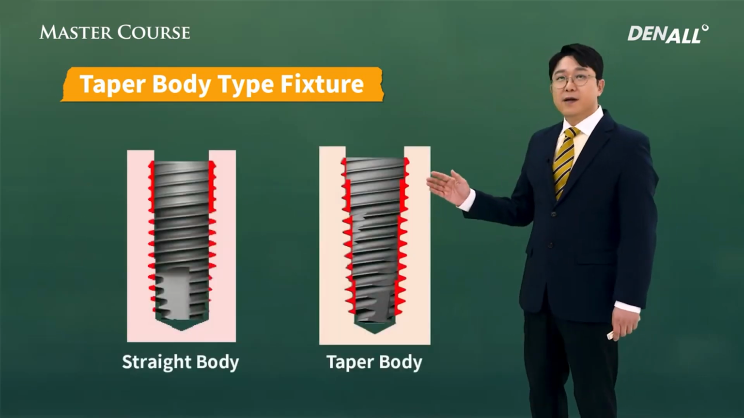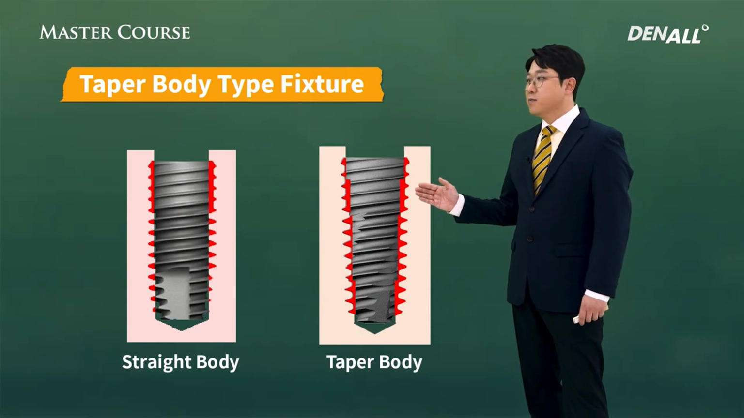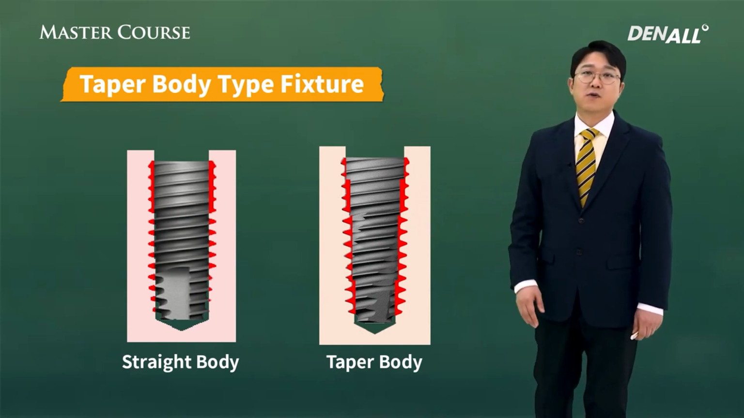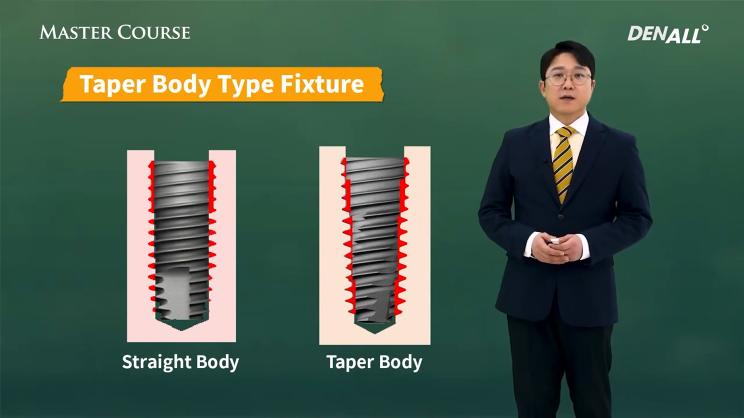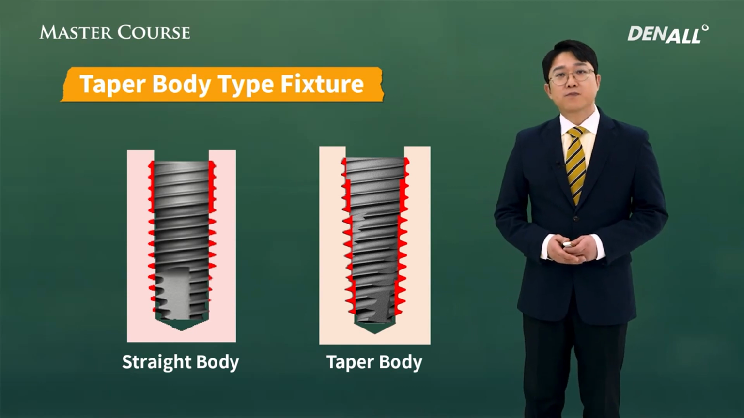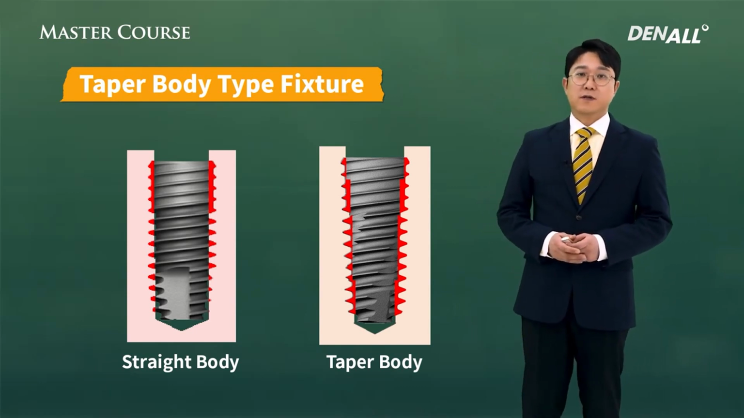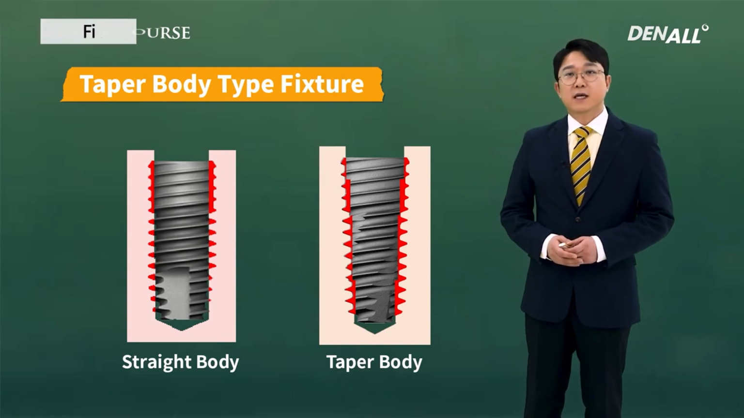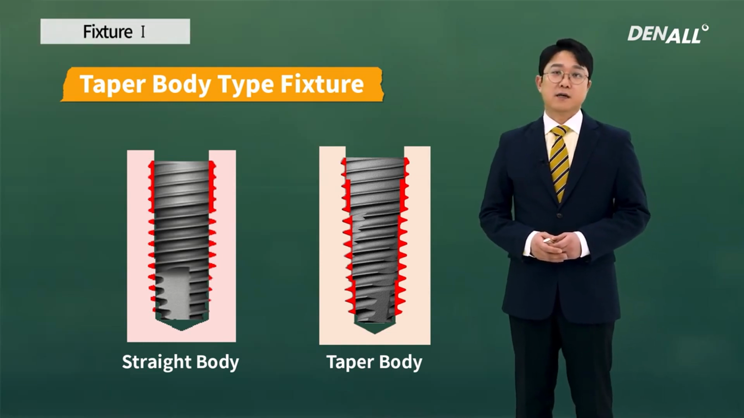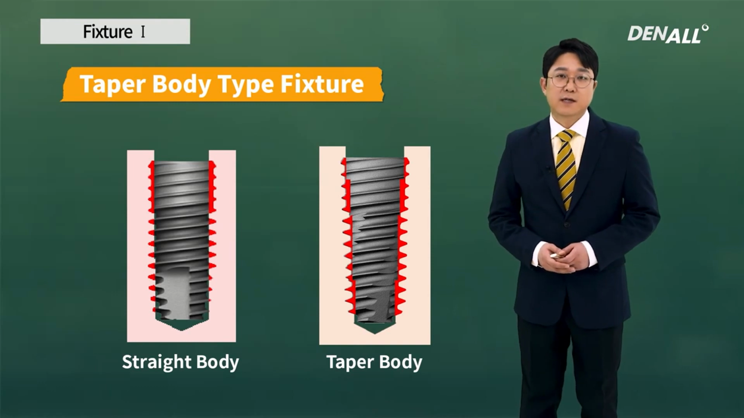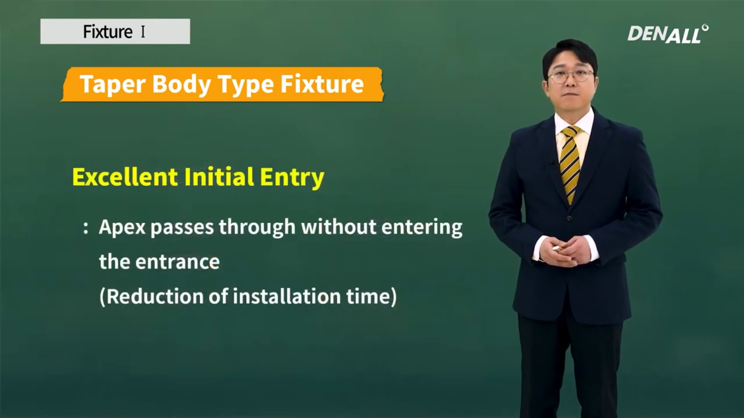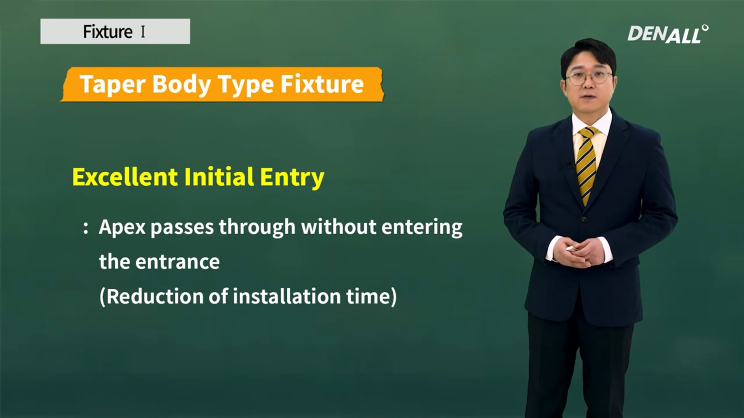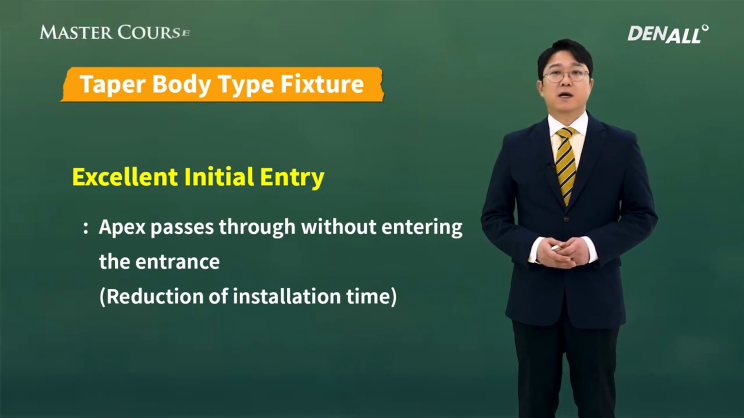and immediate placement. Taper body type fixture shows higher contact with the bone. Therefore, this fixture can create higher initial stability. Please keep that in mind, and then you will be able to understand better the process of implant healing in the next lecture. Taper implants have another advantage.